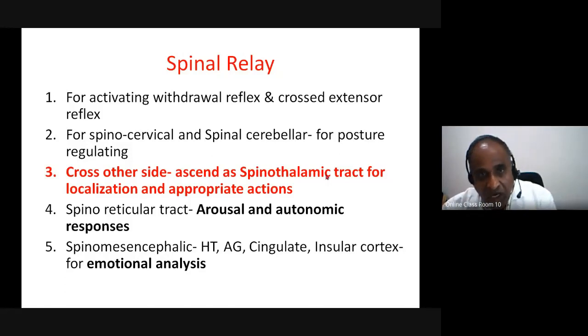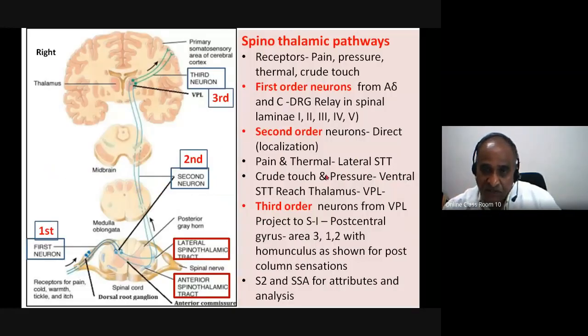Okay, so now after having considered the spinal relay, what happens? This is the pathway. I start from the receptors here, receptors for pain, cold, warmth, tickle, itch, or touch. They come to the dorsal root ganglia. From this dorsal root ganglia, they relay primarily in layer 5, or lamina 5.